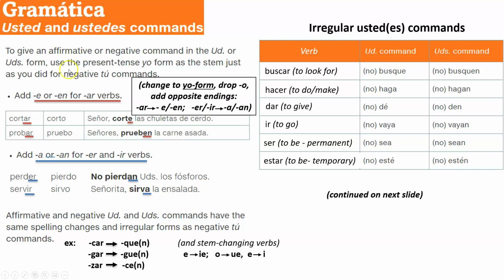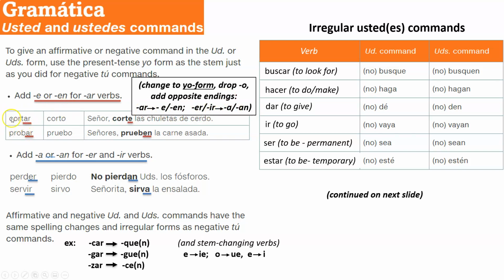Usted and ustedes commands. To give an affirmative or negative command in the usted and ustedes form, use the present tense yo form as a stem, just as you did for negative tú commands. Add e or en for AR verbs. Add a or an for ER/IR verbs. So again, change to the yo form, drop the o, add opposite endings. AR becomes e or en, ER/IR becomes a or an.